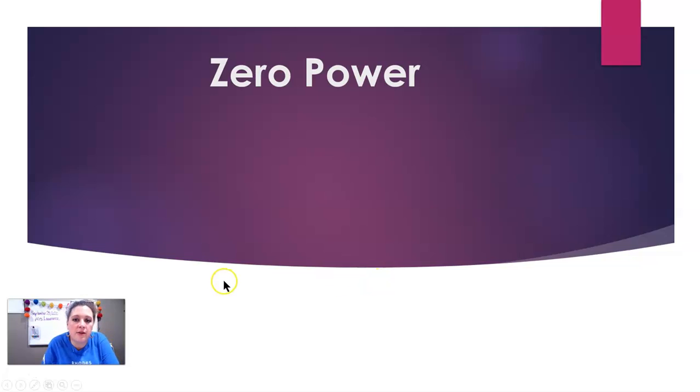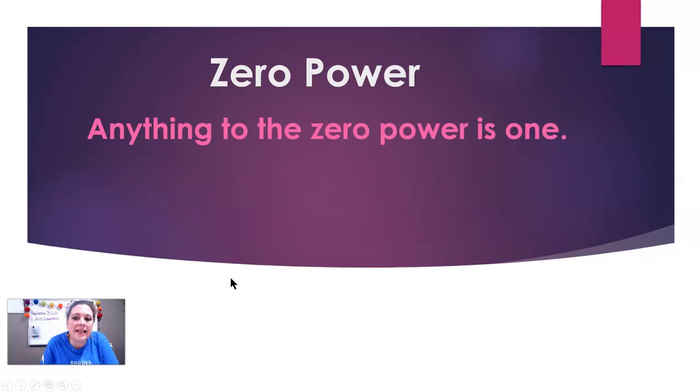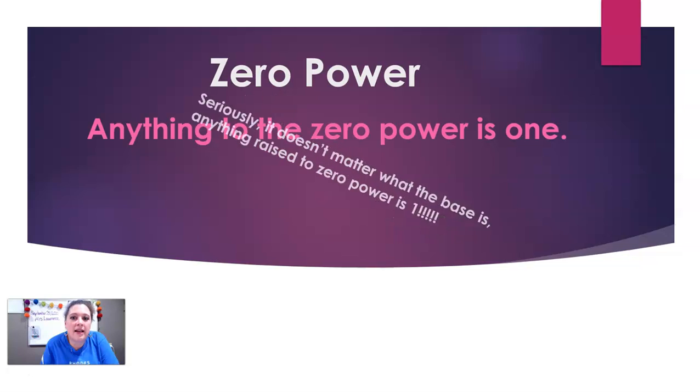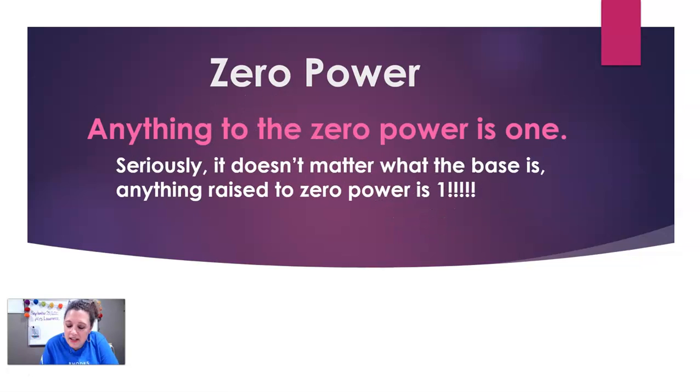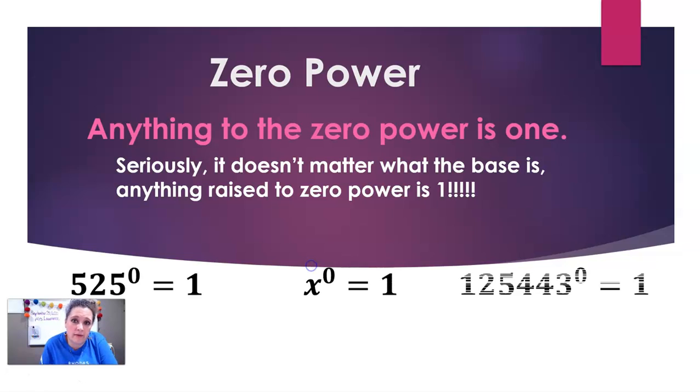When we talk about the zero power, what that means is anything to the zero power is 1. Yes. Seriously. It doesn't matter what the base is. Anything raised to the zero power is 1. So if I have 525 to the zero power, it's 1. X to the zero power equals 1. And this number, 125,443 raised to the zero power, is 1.